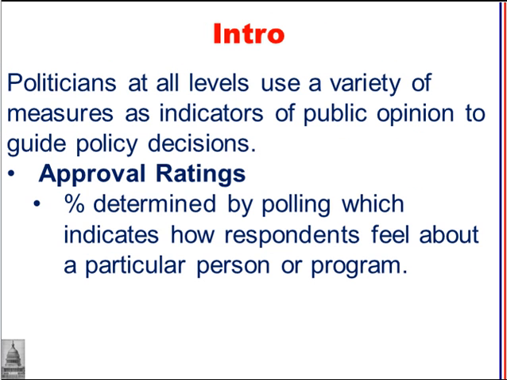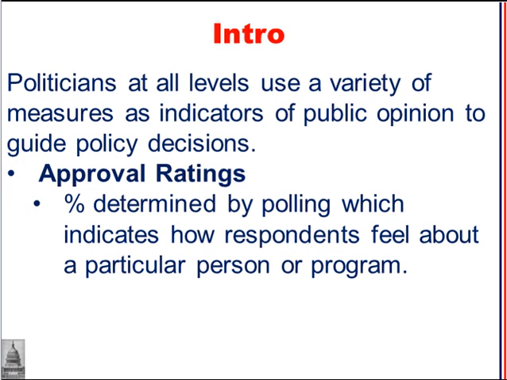To start us off, here are a couple terms that will help us understand polling a little bit better. Politicians at all levels, state, local, national, use a variety of measures as indicators of public opinion to guide their policy decisions. One of the things that features most prominently in polling is approval ratings, which is a percentage determined by polling, which indicates the percentage of respondents to an opinion poll who approve of a particular person or program. They're a very valuable commodity. Politicians want to know approval ratings, interest groups want to know approval ratings, and elected officials often use approval ratings to determine how to act.